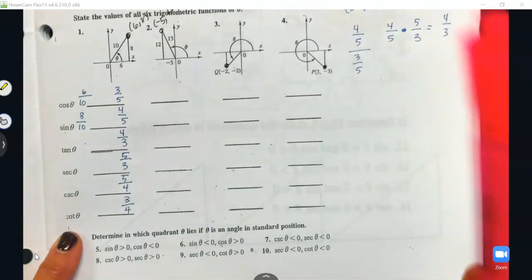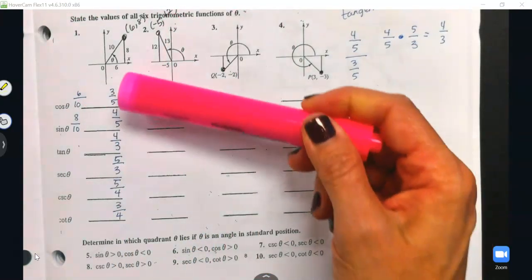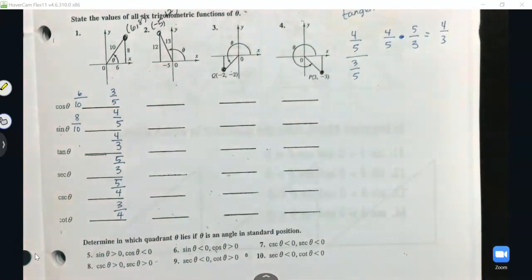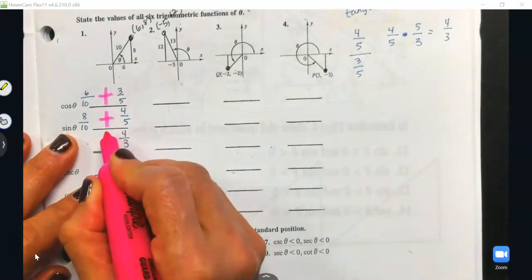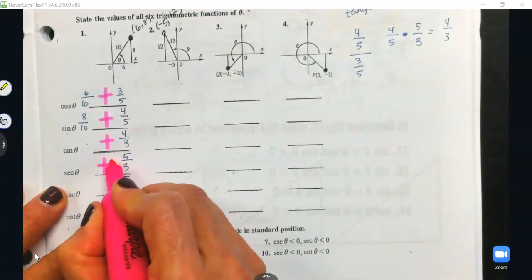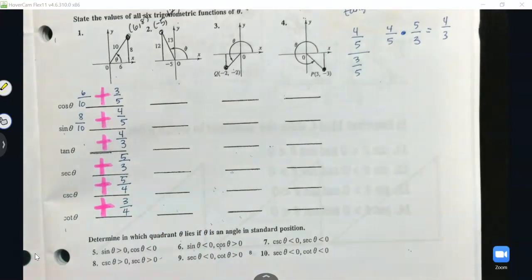And then, grab your highlighter. We're going to draw big giant plus signs on all the positive ratios, which are all of them. Like this. Draw a big giant plus sign. They're all positive. So, so, so important.